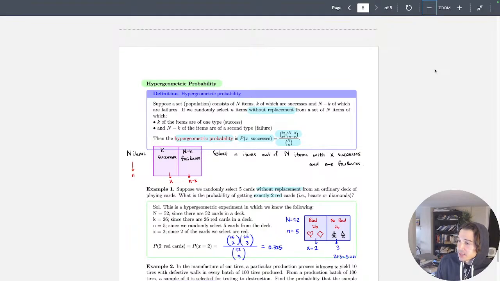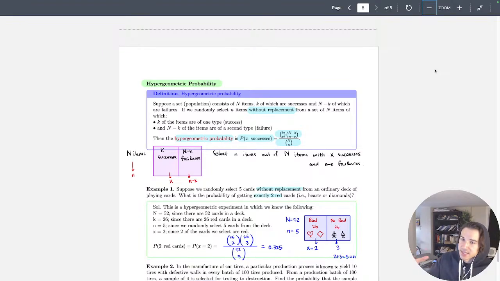So, way to think about this. You have big N total items, choosing little n from it. And then there are two sections. You have K, which is your successes. You got x of those. You're choosing x out of your successes. And you have big N minus K, which are your failures. And you're choosing n minus x out of them, because you're choosing n in total. Select n items out of big N items with x successes and n minus x failures.